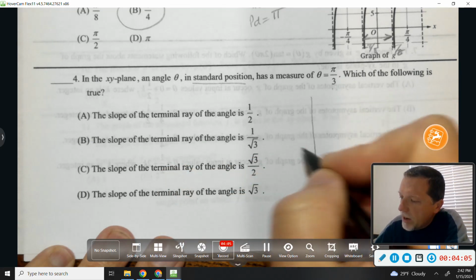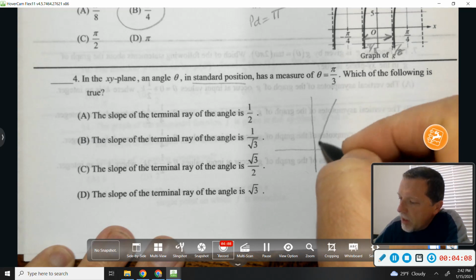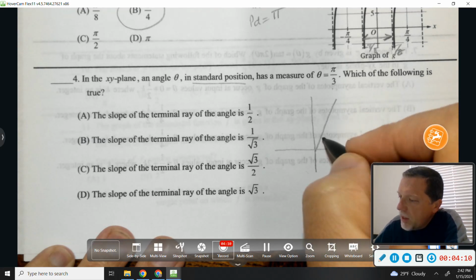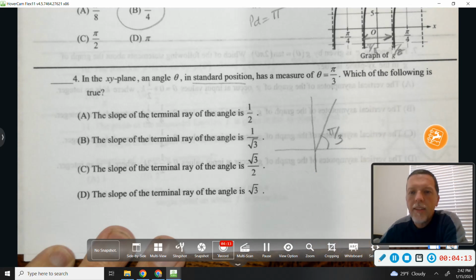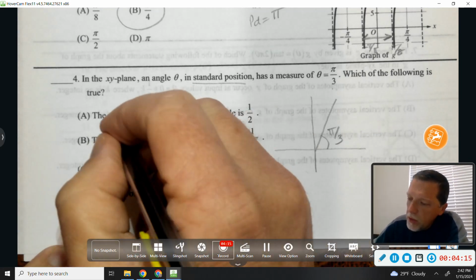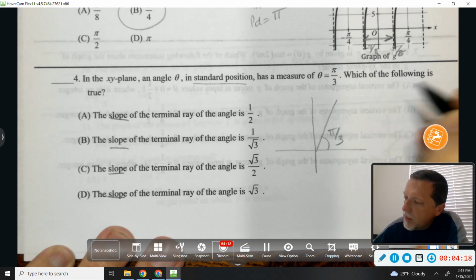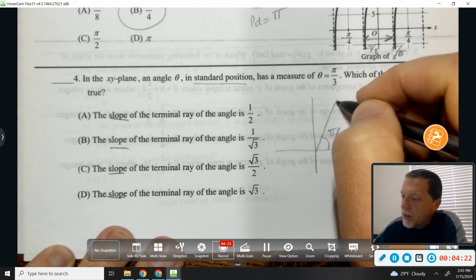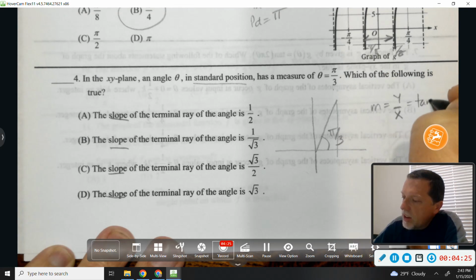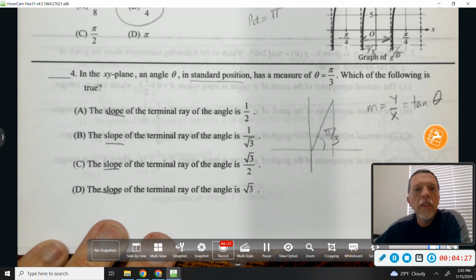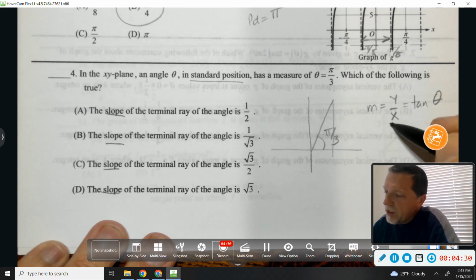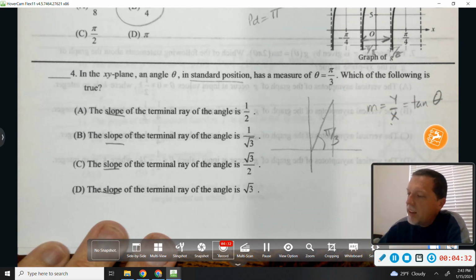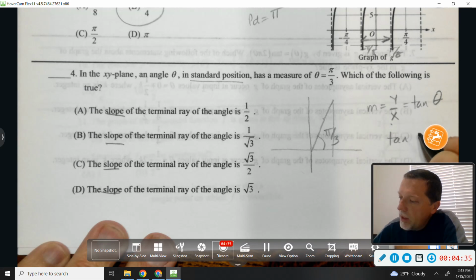Okay, what do I got here? So pi over 3. There's pi over 3. Let's see. Slope is y over x. But what is also y over x is tangent. So, I don't know that we talked about that, but the tangent of theta is y over x, so the slope of that line is the tangent of that line. So the tangent of pi over 3, using our tangent 3 trick, is square root of 3.